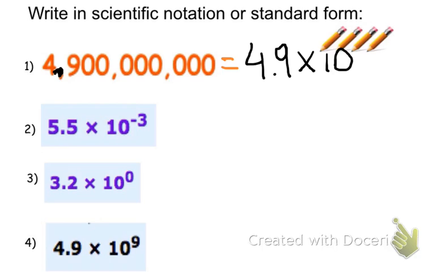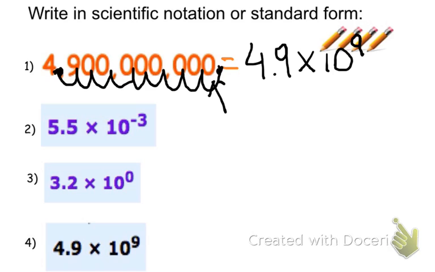The way that we figure out what our new exponent should be is by counting the distance in place value from our new decimal to our original decimal. In a whole number, the decimal always comes to the right of that number. So we are 1, 2, 3, 4, 5, 6, 7, 8, 9 places away, which gives us an exponent of 9.